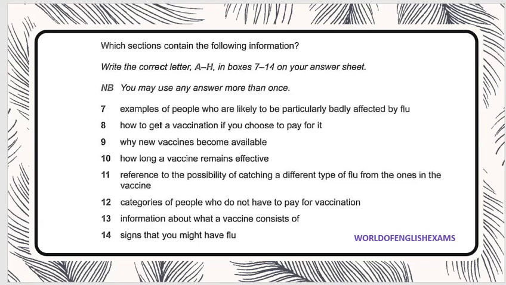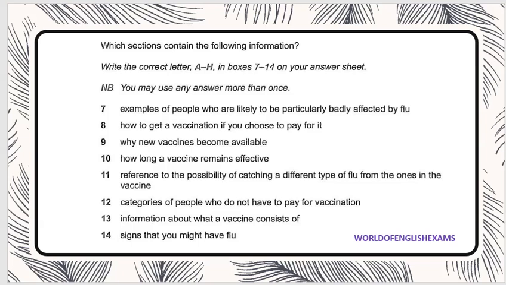Next one, information about what a vaccine consists of. So what exactly is there in a vaccine? What are the contents of a vaccine? That's what is the information that must be there in the passage. Next, signs. Again, what are the meaning of signs? Signs are nothing but symptoms. Signs that you might have flu. What are some of the symptoms? So which paragraph actually contains the information about the symptoms for flu?